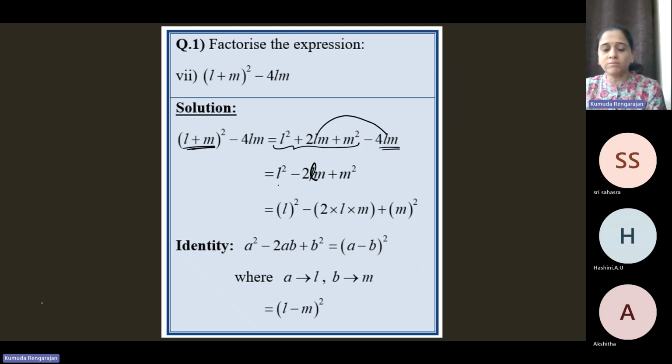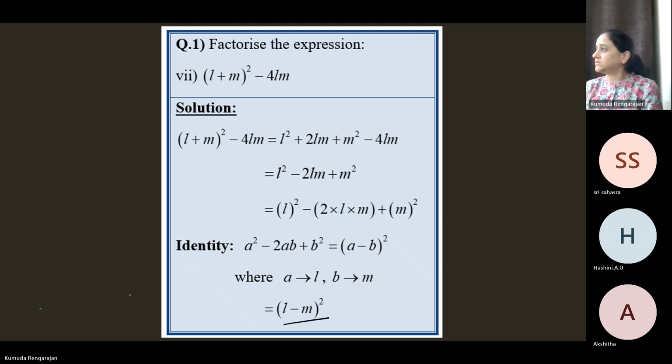Now this is of the form a squared minus 2ab plus b squared. So present it in that form and then factorize using that identity. You get l minus m the whole square. This is over? Yeah, please take this down.